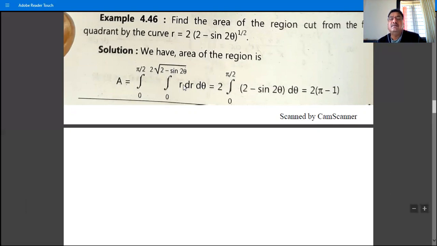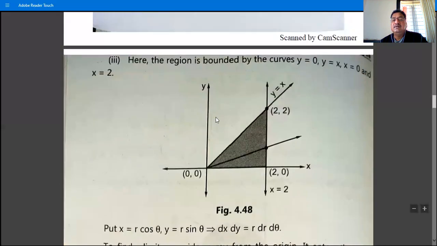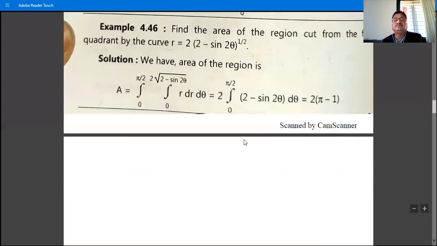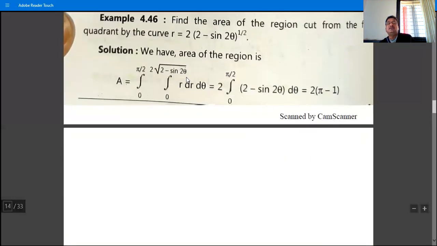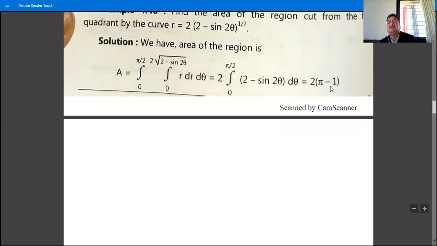dx dy is r dr d theta, the modulus of the Jacobian. The limits are 0 to pi by 2 for the first quadrant, and this is the area. Solve this and we have the answer. First integrate with respect to r, put in the upper and lower limit values, and then integrate with respect to theta to get the answer.